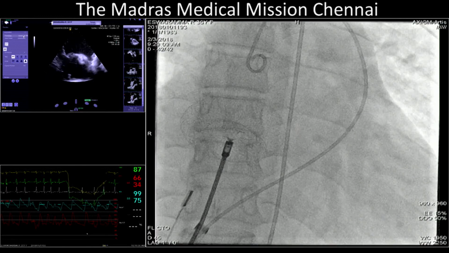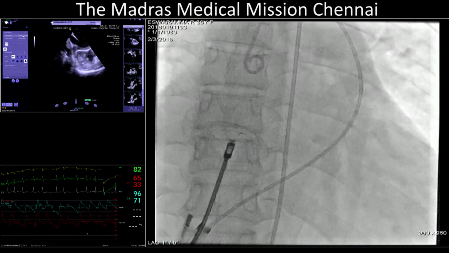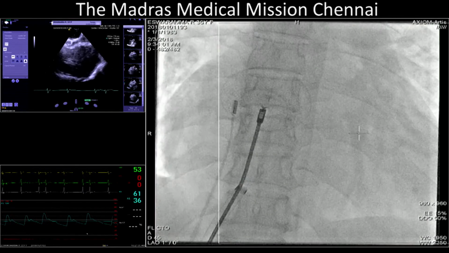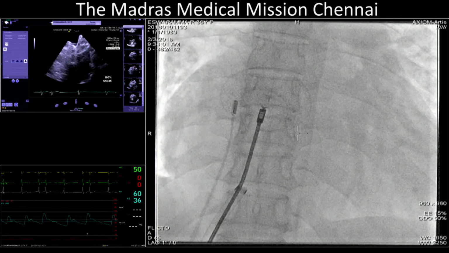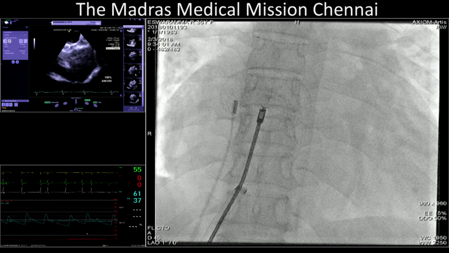Yep. Okay. So Shiva, we'll come back to you later on. Sure. But excellent demonstration of this case. Very educational indeed. Okay. We can see the fluoro images. Can you hear us? Yeah, I'm able to hear you well. Can you show the color across the fenestration?